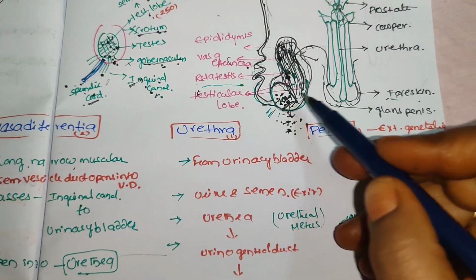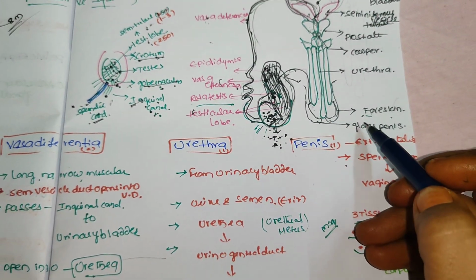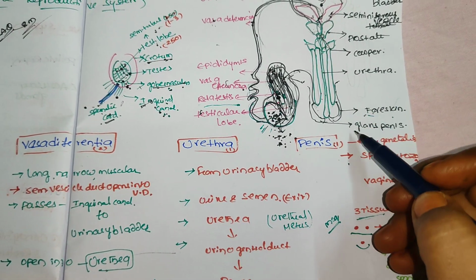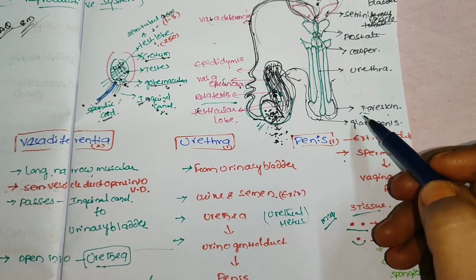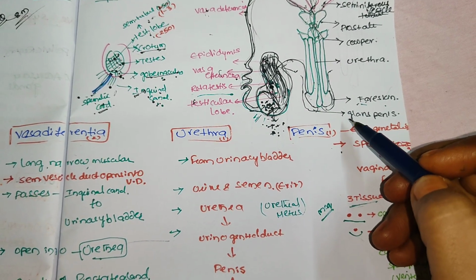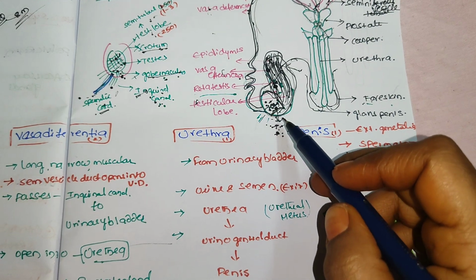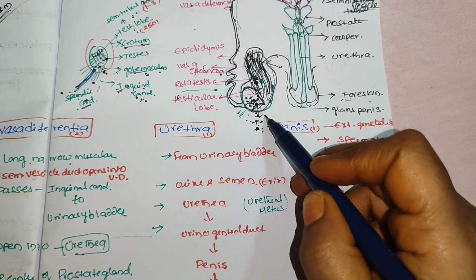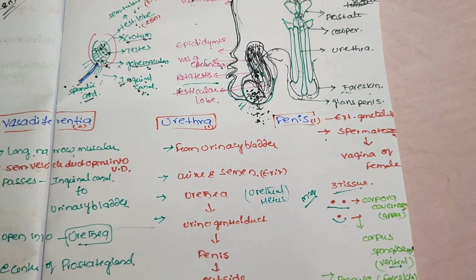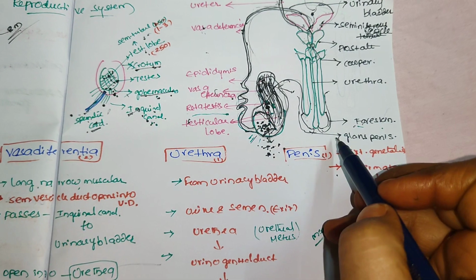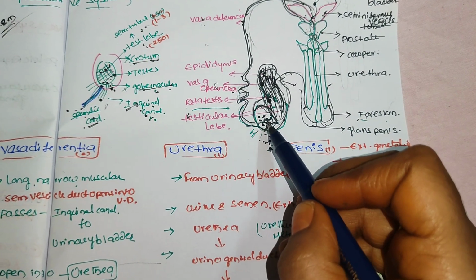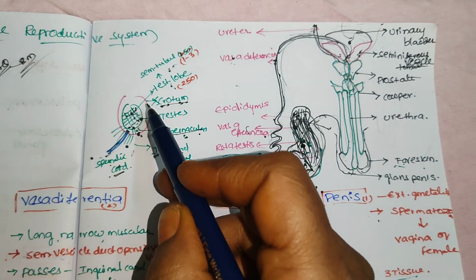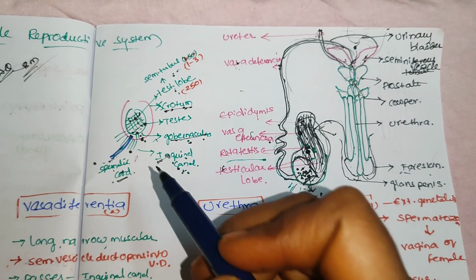The testes are one pair, located outside the abdominal region. Why outside? To overcome the body's temperature. They are located outside the body to maintain a temperature 2 to 2.5 degrees centigrade lower. The testes are suspended in the scrotum, and the scrotum is a pouch-like structure.